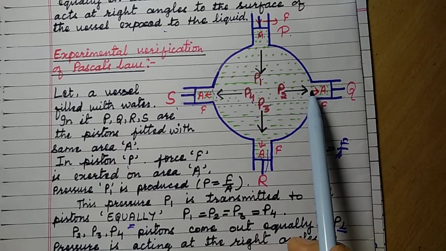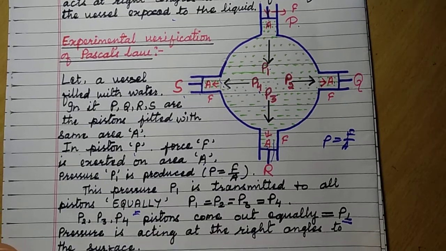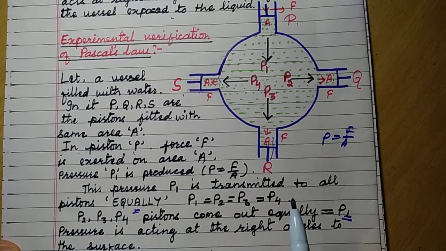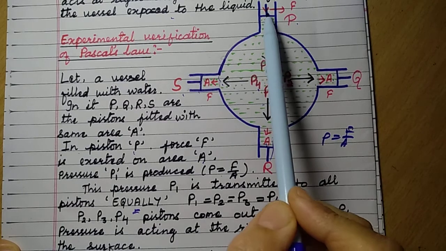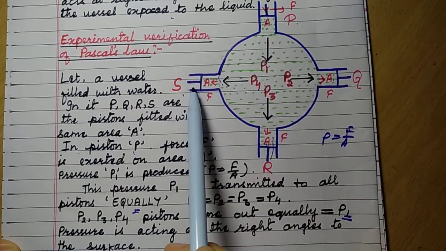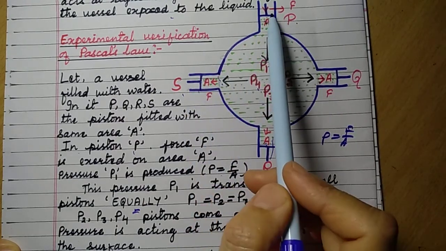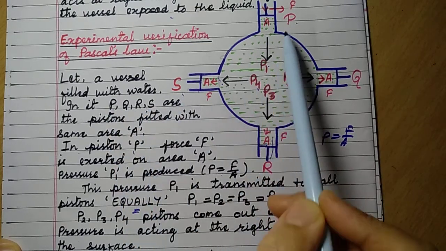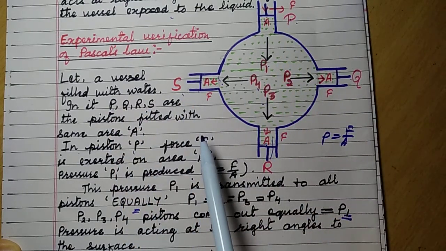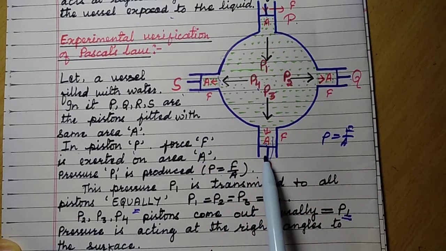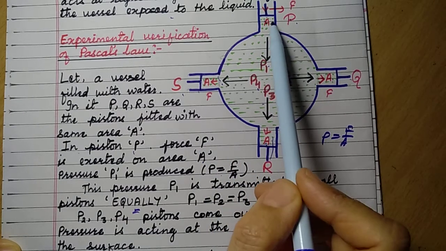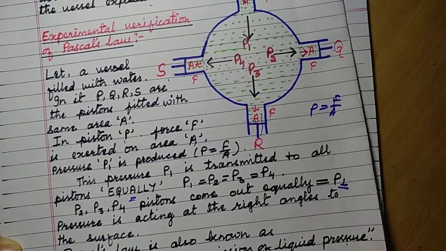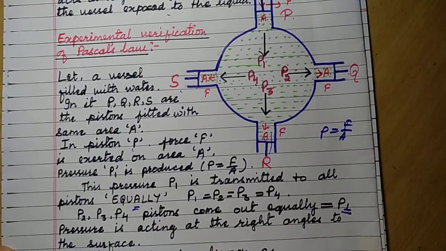of the vessel. Okay, so let a vessel be filled with water. This is the vessel filled with water, and P, Q, R, S are the pistons fitted with same area A. So there are pistons to apply pressure. These are the pistons from where we apply pressure. P, Q, R, S are the names of the pistons, and all these pistons have same area. Area A, area A, area A, area A. These areas are equal, means all these pistons are of same size.